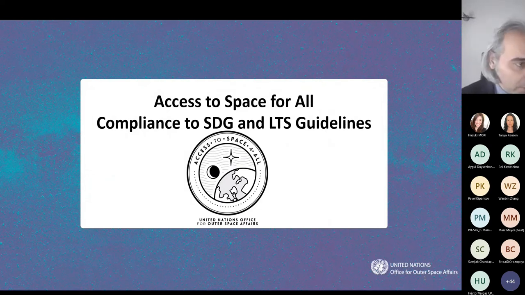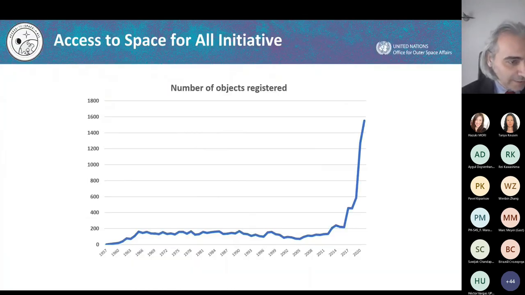So what I want to talk to you about is the Access to Space for All initiative and how the long-term sustainability guidelines and the Space Debris Mitigation Guidelines are used inside the Access to Space for All initiative. I would like to recall one graph that my colleague Tanya was putting up. It's about the number of objects that are registered. As you can see, there is a big increase in the last few years. And of course, we are very much concerned about that.